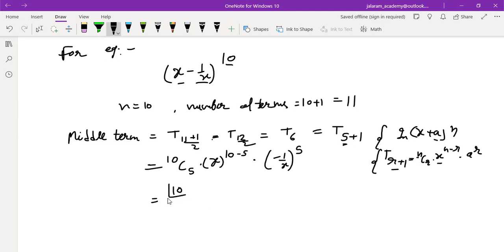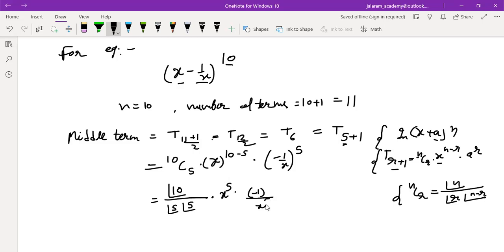So we write factorial 10 upon factorial 5 into factorial 5, using the formula nCr equals factorial n upon factorial r into factorial n minus r. So x to the power 5 into, now the power is odd, so there will be minus 1 to the power 5, minus 1 over x to the power 5. These x to the power 5 will be cancelled out. Now the sign will be written first of all, so minus, and factorial 10 is expanded: 10 into 9 into 8 into 7 into 6. Factorial 5 will be cancelled out. Then 5 into 4 into 3 into 2 into 1.